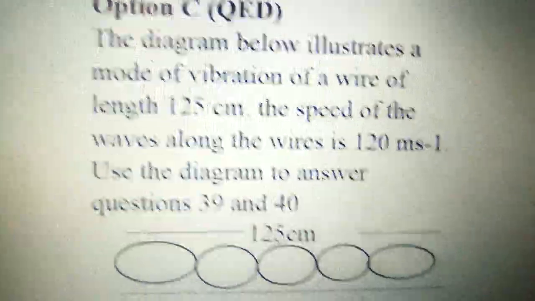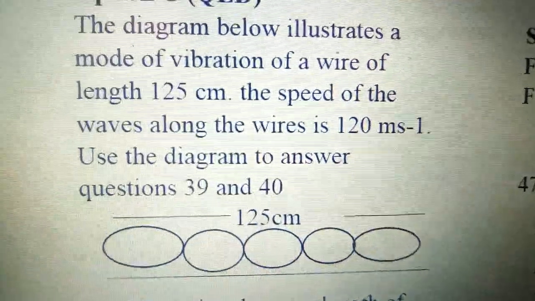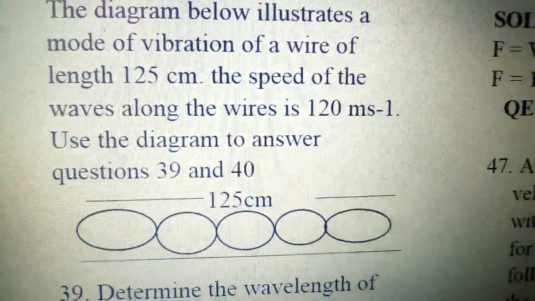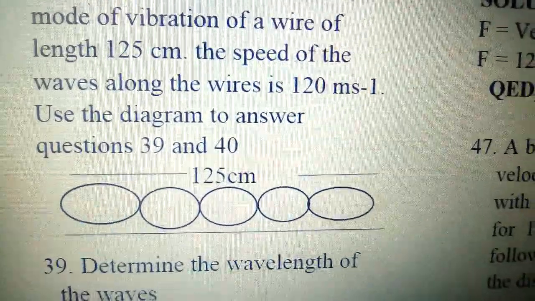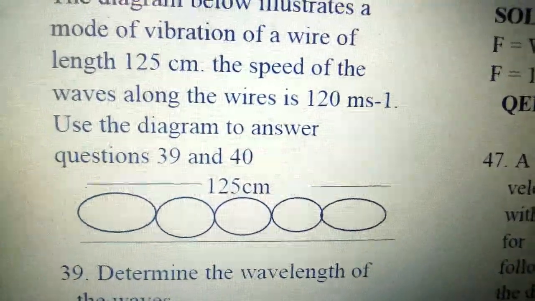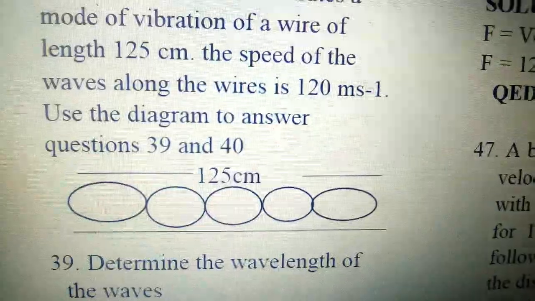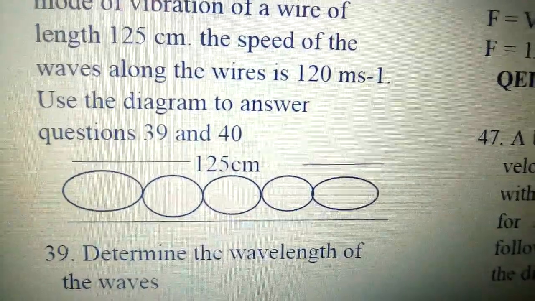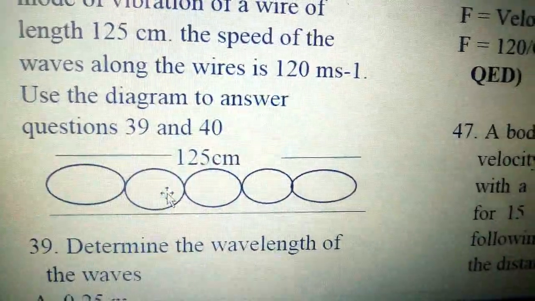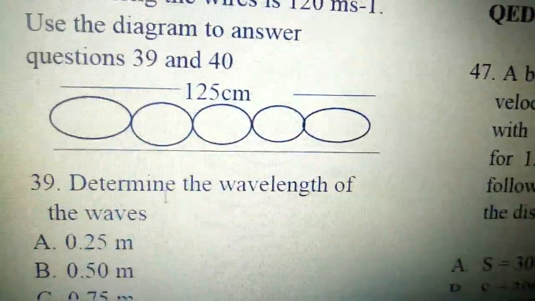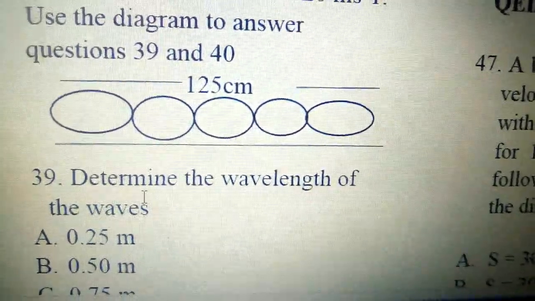So look at question 39. The diagram below illustrates a mode of vibration of a wire of length 125 cm. The speed of the waves along the wire is 120 meters per second. Use the diagram to answer questions 39 to 40. As you can see the diagram there. Number 39: determine the wavelength of the waves.